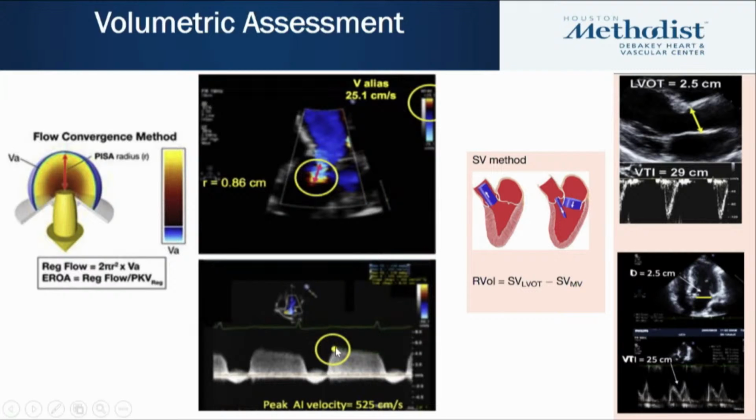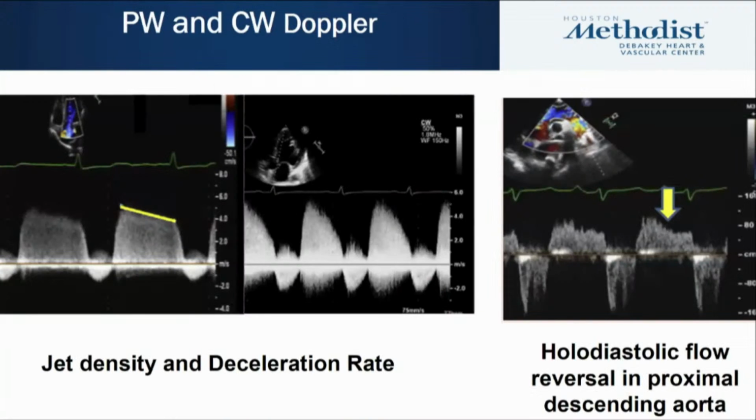Using the peak velocity, again, you can do your PISA calculations and calculate your effective regurgitant orifice area and regurgitant volume. You can also use the stroke volume method, where you subtract your mitral valve stroke volume from your LVOT stroke volume to determine your aortic regurgitant volume. And remember, you cannot use this when you have mitral regurgitation.